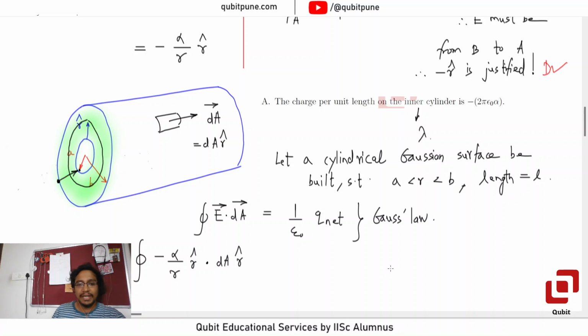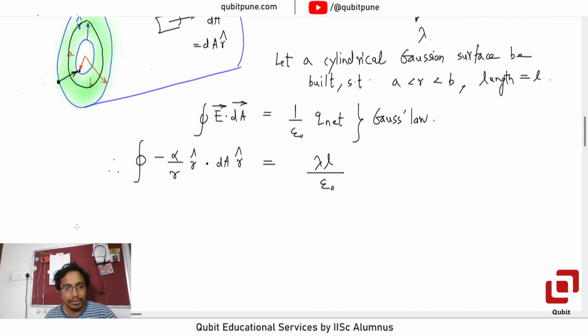Now please raise your hands if you have understood this. If you haven't, please ask me, I will explain it again. This is q net. Now for q net, can I write lambda L? I can, because lambda is linear charge density. We want total charge, so we must multiply it by the length of the cylinder that we consider.